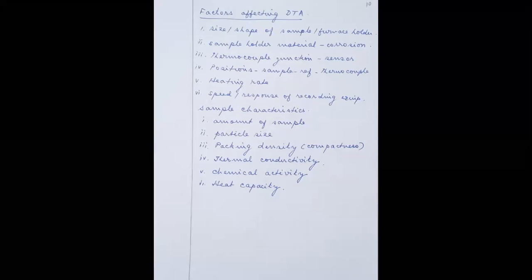And then the thermocouple junction, the sensor. The sensor thermocouple junction has to be very sensitive. And then the positions of the sample, the reference, the thermocouple, where the test sample is kept, where the reference sample is kept. Sometimes what will happen, the distance between the heating blocks and the reference sample, and the distance between heating block and the test sample, if they are different, then these two samples will experience a different type of temperature field, thermal field. So that will affect the graph also. So that is why we have written this positions of the sample, reference, and the thermocouple.